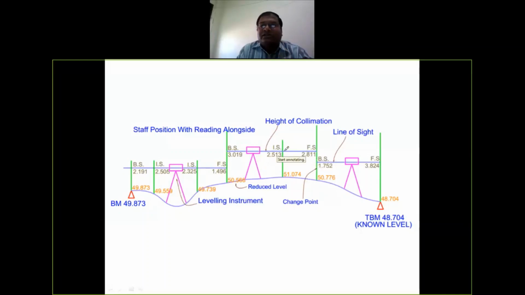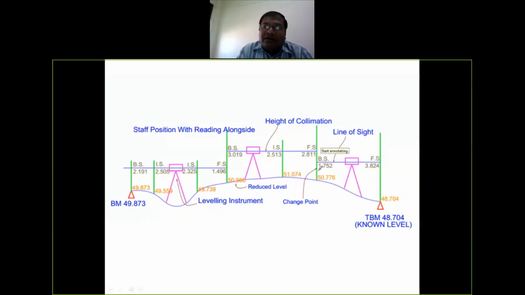Then again the same procedure, you have to put your staff at a regular interval and take the readings. You can see this is my another reading 2.513. This is called IS reading. Okay, again I have taken another reading 2.811. This is called my foresight. Why foresight? Because I have again shifted my instrument. Suppose you don't shift your instrument, then this reading itself is called IS reading, means intermediate sight reading. And when you take the last reading of your survey, that is called foresight reading.